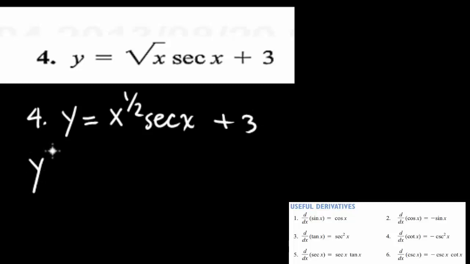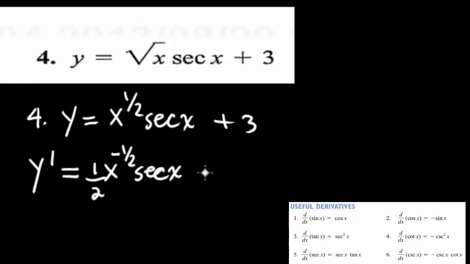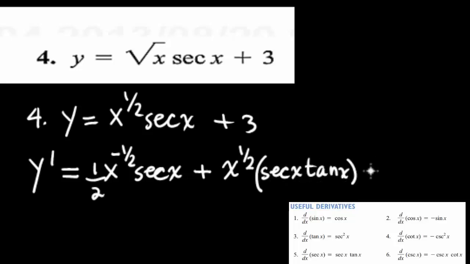So what is y prime? Y prime would be, okay, take the derivative of the first term, so that's 1/2 x to the 1/2 minus 1, that's negative 1/2, multiplied by secant x, and then plus x to the 1/2 multiplied by the derivative. Now what is the derivative of secant of x? It's equal to secant x times tangent of x. And then what's the derivative of 3? 0. The derivative of a constant is 0.